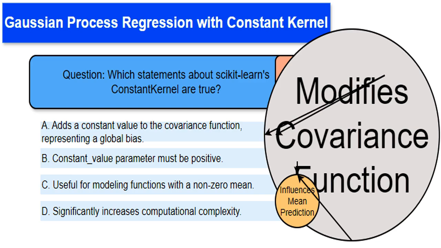The covariance function describes the relationship between data points. The constant kernel changes this relationship by adding a constant value. It's like adding a baseline level of similarity to every pair of points. This impacts how the model estimates values.